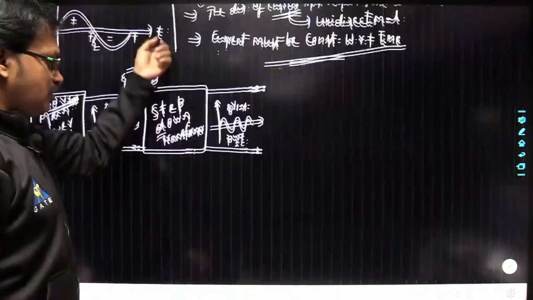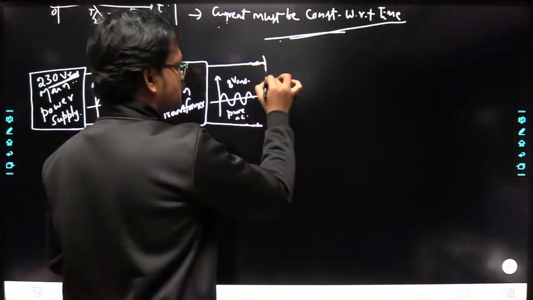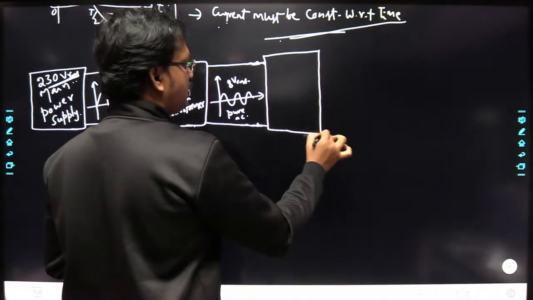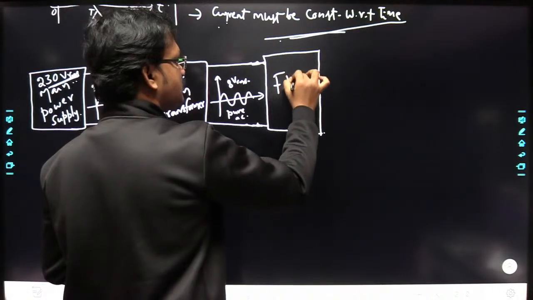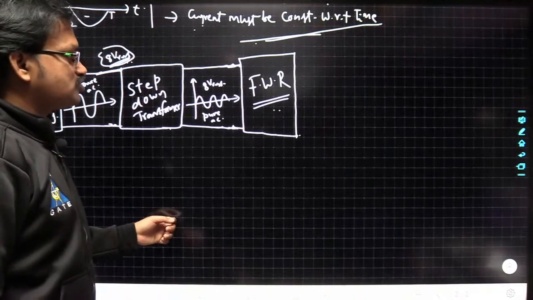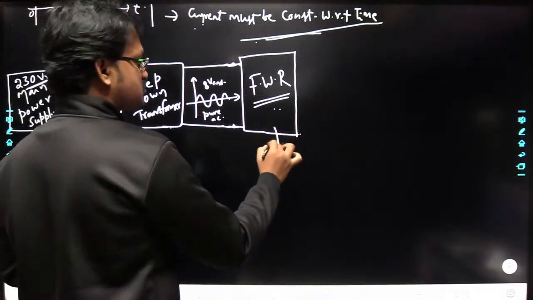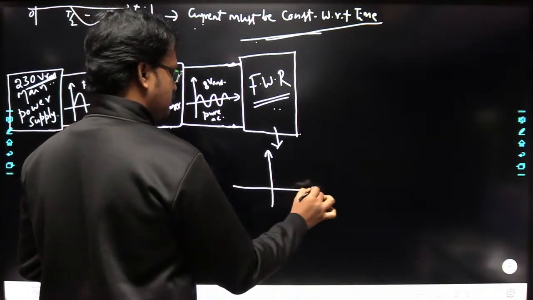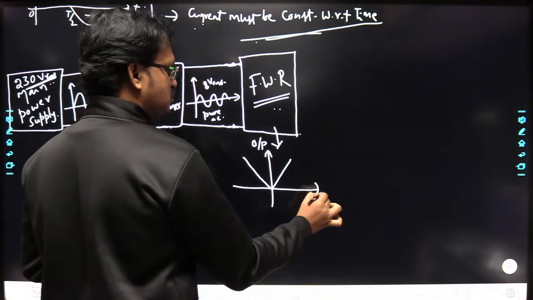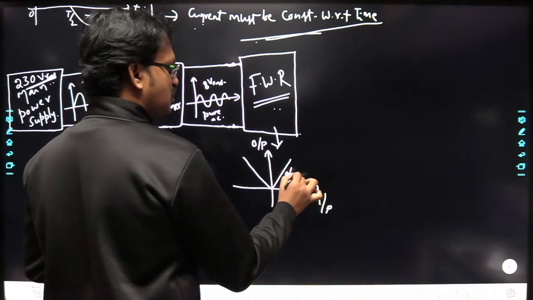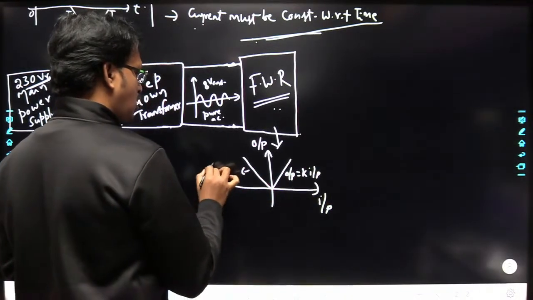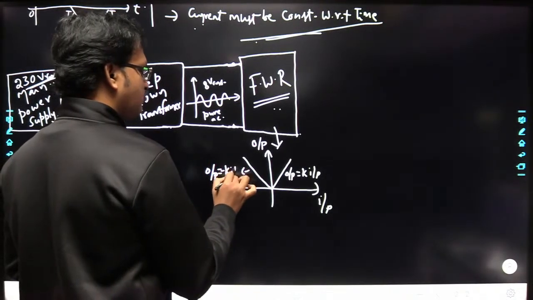Now if I connect this to a full wave rectifier, what is it going to produce? See, the transfer characteristic of a full wave rectifier will be like this. I am drawing the ideal characteristic. This is output and this is input. So output is equal to some k times input, and in this region output is equal to minus k times input.